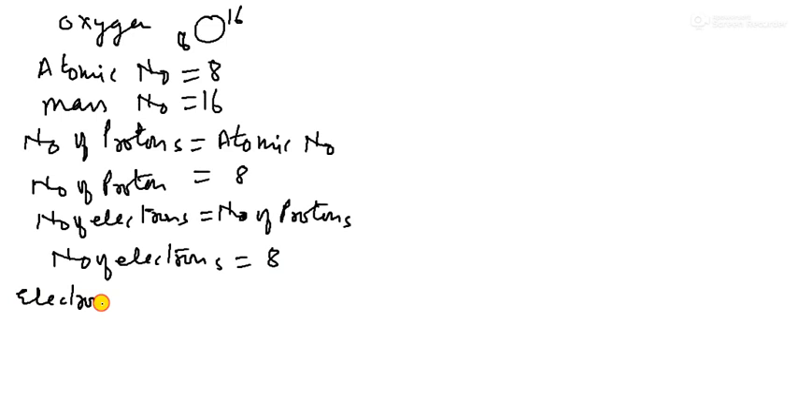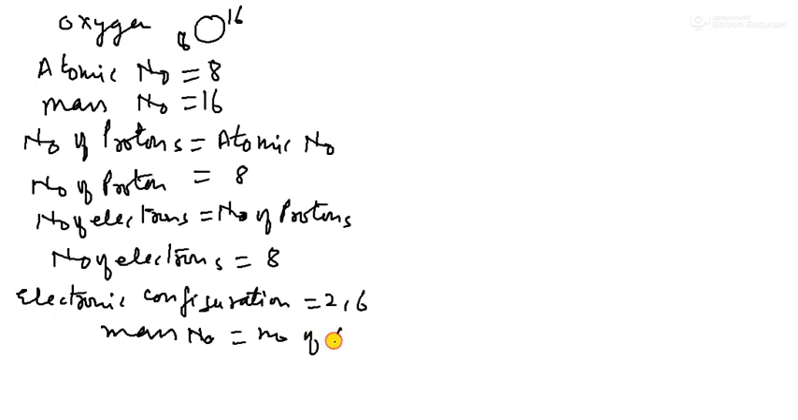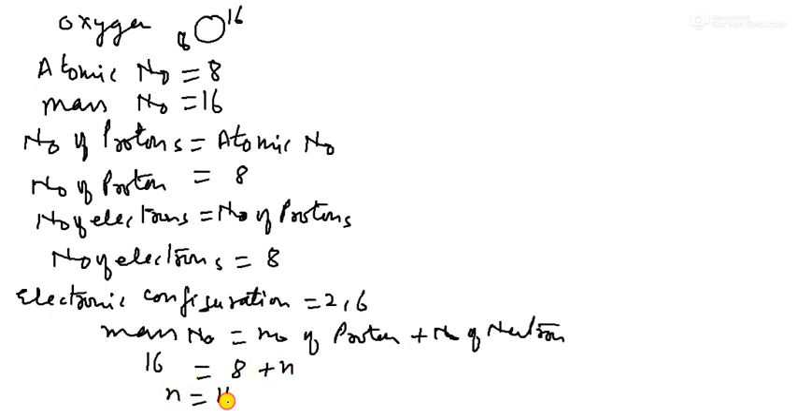And now the electronic configuration of oxygen. It is 8, so you can divide it as 2 and 6. Now the mass number is equal to the number of protons plus the number of neutrons. The mass number is 16, the number of protons is 8, and the number of neutrons is n. So n is equal to 16 minus 8, that is 8. So neutrons are 8.